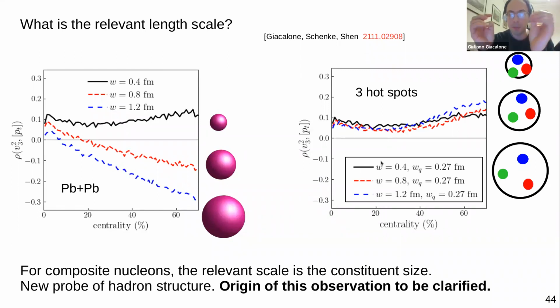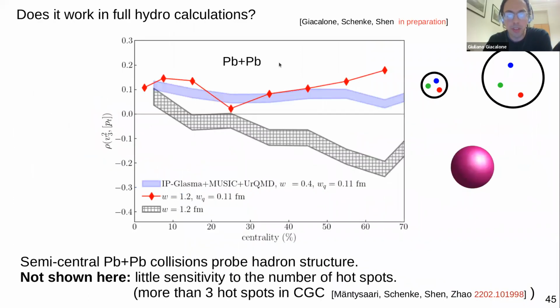So this means that this is somehow probing the relevant scale which, in this kind of process, you probe. The relevant scale that you probe in these processes is inside the nucleon, because eventually you know that the scattering occurs between constituents of the protons, and so you're really very sensitive to that size. Again, this was a Trento estimate. Then we also did the hydrodynamic calculation, where we precisely studied this.